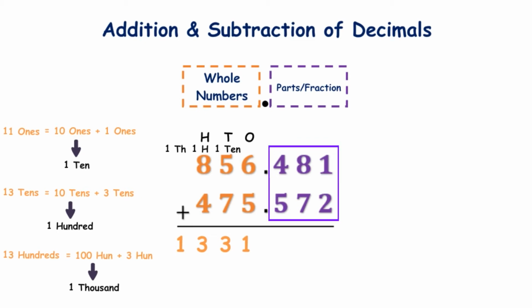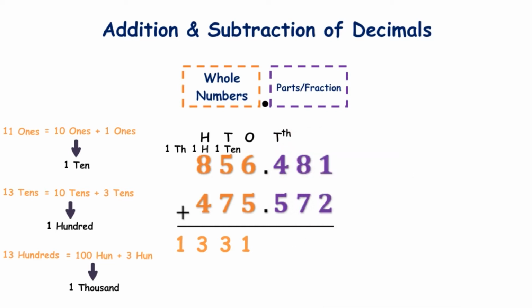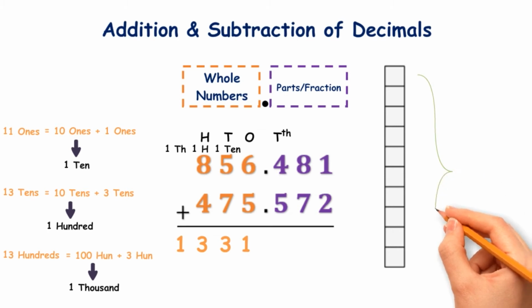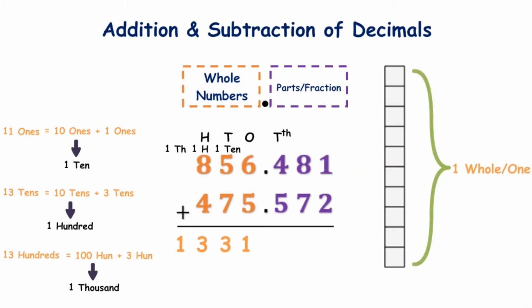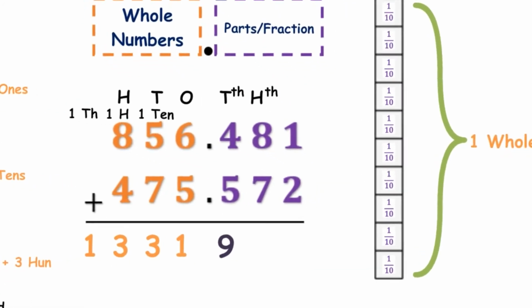Let's move to the right side. The first column is called the tenths. It is the 10 parts of 1 whole or 1 one. Each part is 1/10. Now 4 tenths plus 5 tenths equals 9 tenths. The next column is the hundredths column. This column equals 10 parts of 1/10. Each part is 1/100. So there will be total 100 parts.